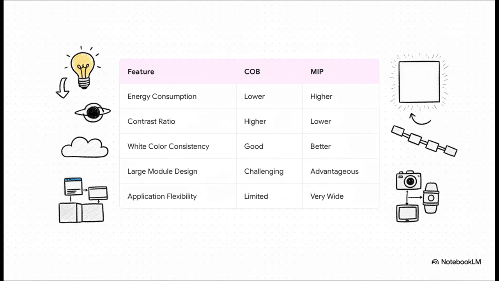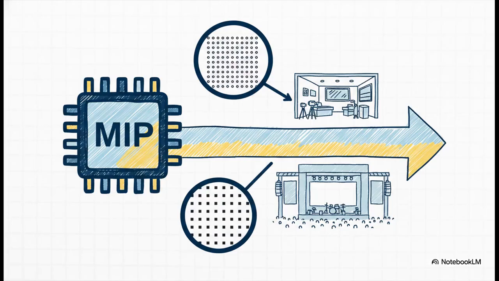If you want maximum energy efficiency and the absolute best contrast ratio, we're talking the deepest, inkiest blacks possible from that seamless surface, then COB has the edge. But if what you need is perfect white color consistency, which is absolutely critical in something like a broadcast studio, well, MIP is better. And just look at the bottom. MIP's design makes it way better for building huge, seamless video walls and gives it this incredible flexibility for all sorts of different uses. And really, that flexibility is MIP's killer feature.